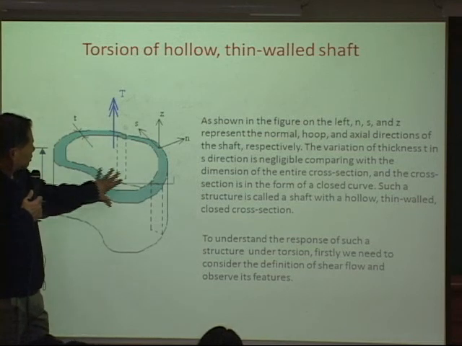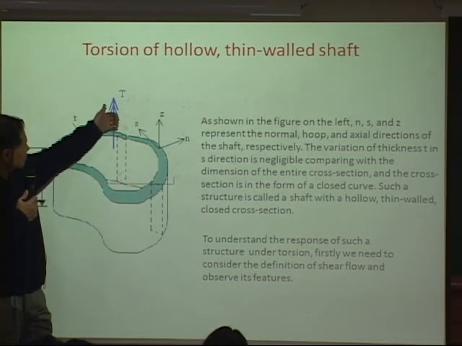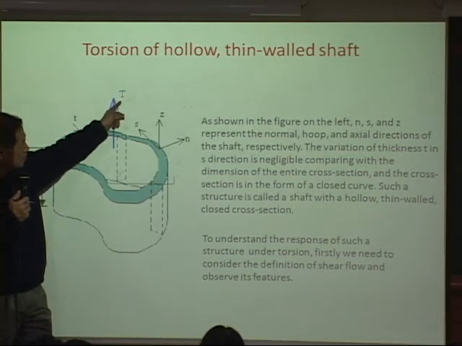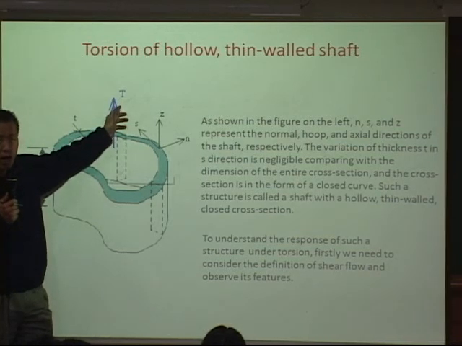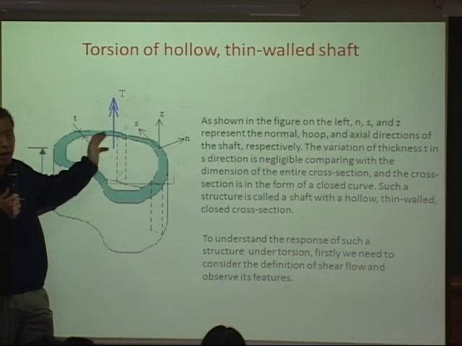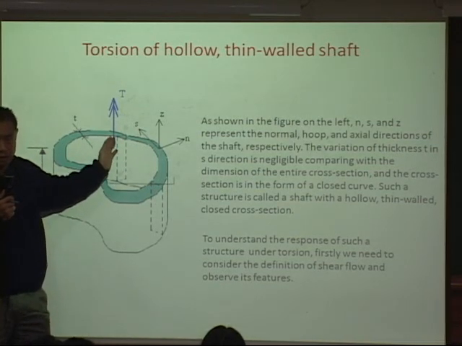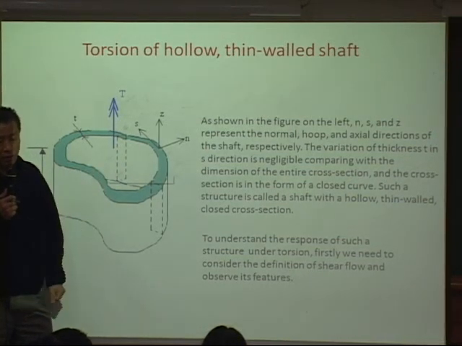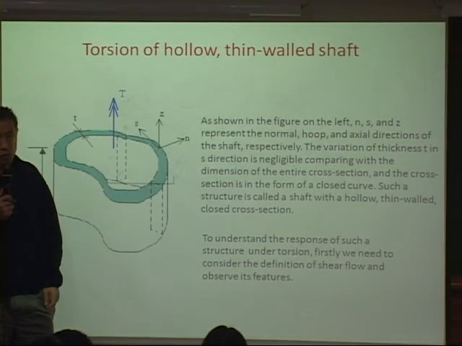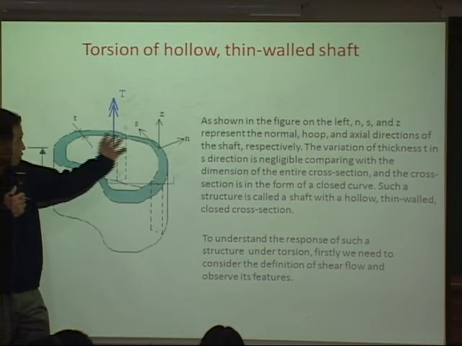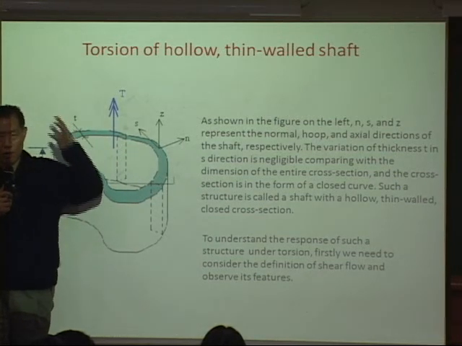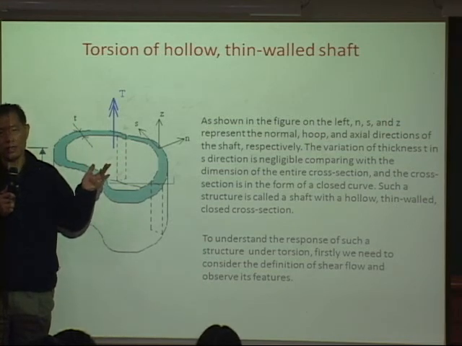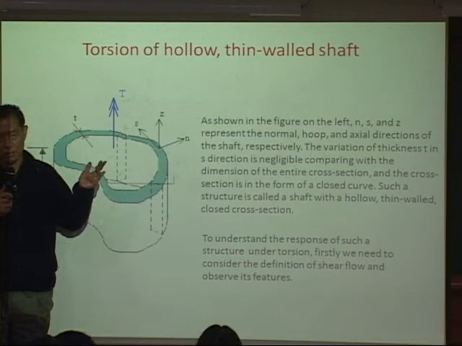So anyhow, a shaft with this kind of cross section is subject to a torque T, and let's try to derive how much stress is distributed and how much torque we will have. I mean the deformations, same as before. How much deformation we will have and how much stress we will have. Actually, the geometry is quite a bit more complicated than a circular cross section, but the theory is rather simple.